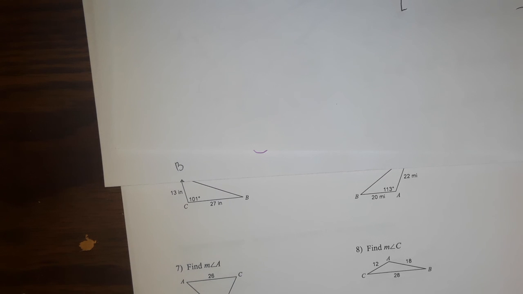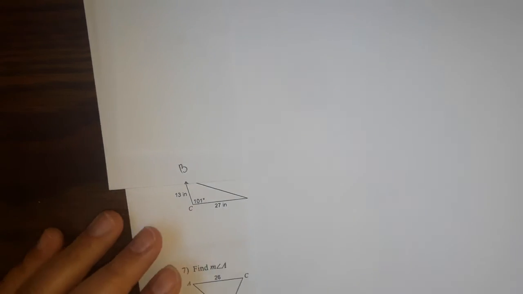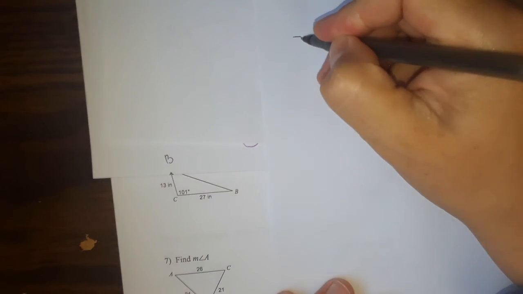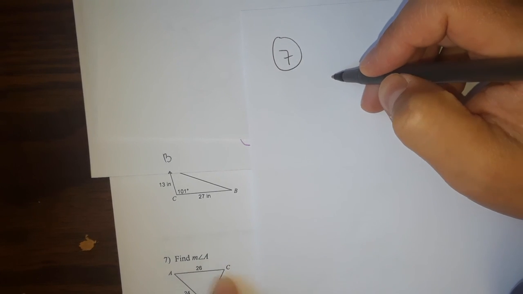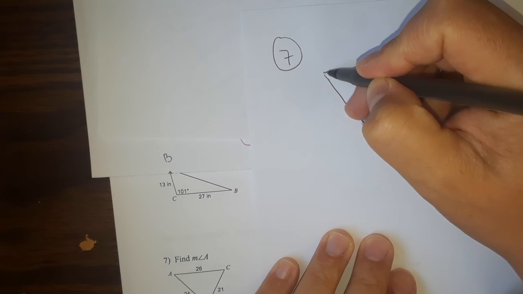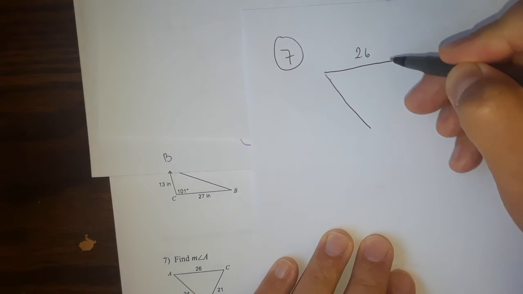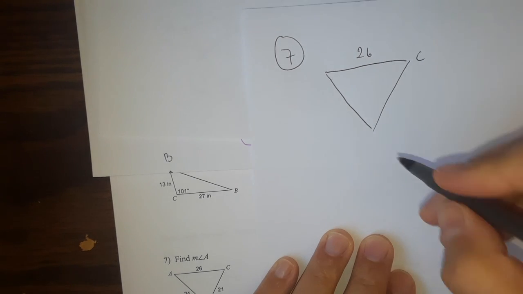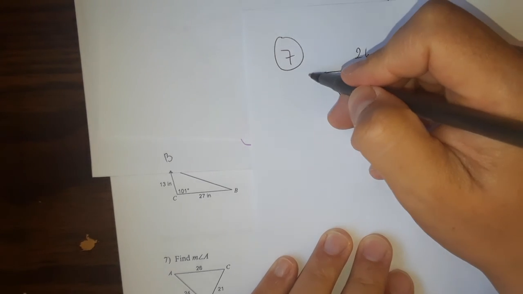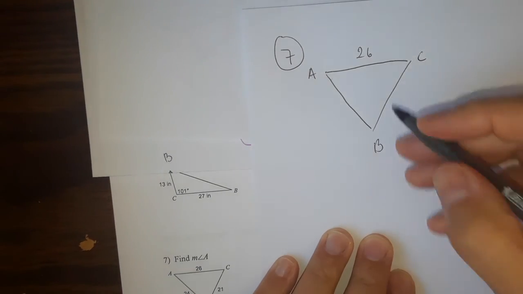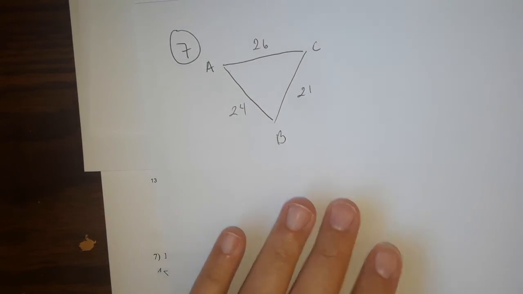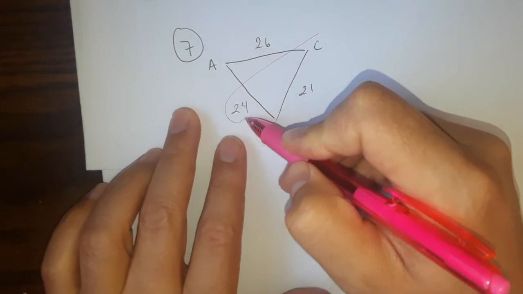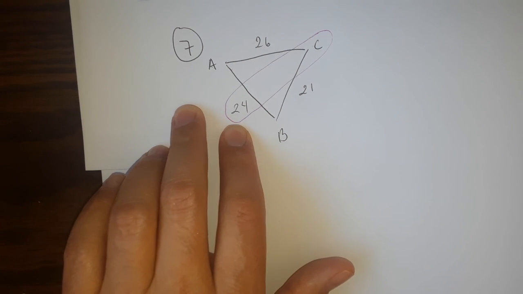Let's see number 7. So that's the one we're going to solve. For number 7, we have to find angle A. So we have A. This is 26. This is C. This is B. This is A. Okay, 21, 24. Now, important thing before we get going, this 24, is it A, B, or C?